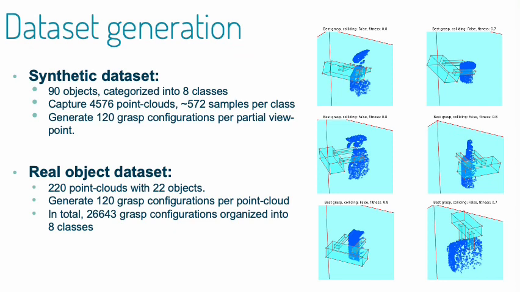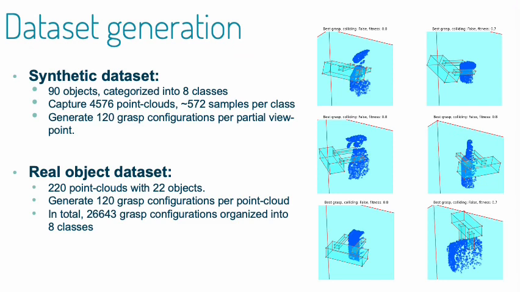In the case of the real object dataset, we captured 220 unique point clouds of 22 objects, and for each point cloud we generated approximately 120 grasp configurations, and in total 26,643 grasp configurations. In both real and synthetic datasets, we considered 70% of the available data for the training, and the remaining 30% for the validation. We observed that when tested on the real object dataset, our approach demonstrated a 95% grasp accuracy, whereas the baseline network converged to a significantly lower accuracy of 89%.